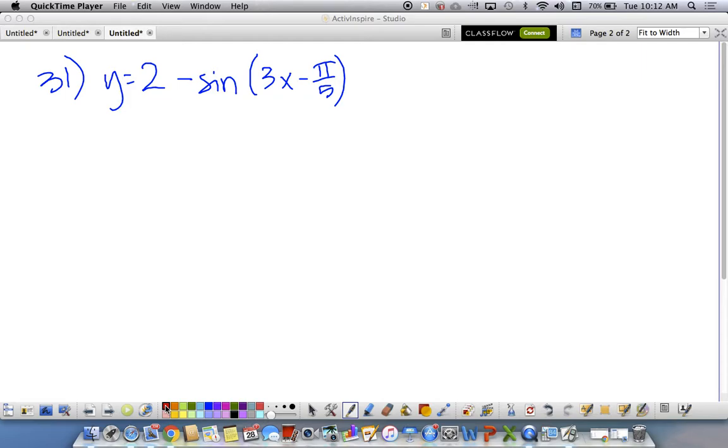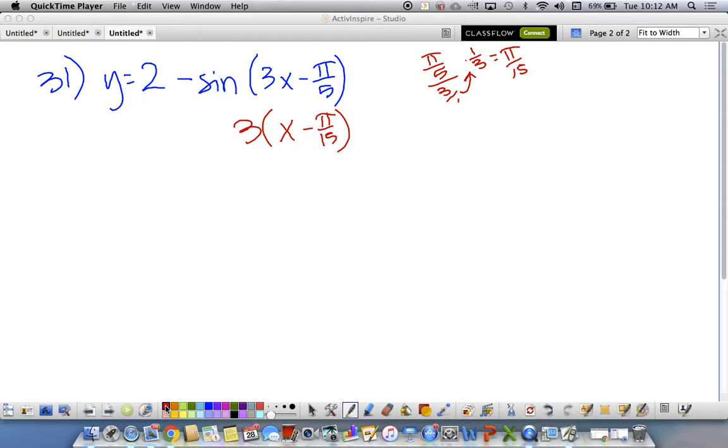What do you have to do first? Factor out 3. So here we're factoring out 3, parentheses, what? X minus. Now I got x minus 3 pi over 5. We divide pi over 5 divided by 3 over 1, times 1 over 3. You get pi over 15. Okay? Most definitely.